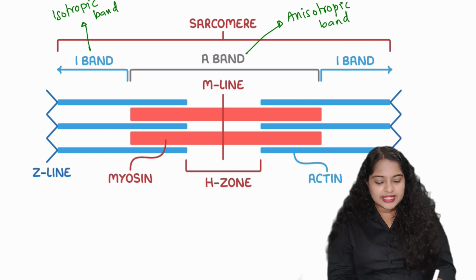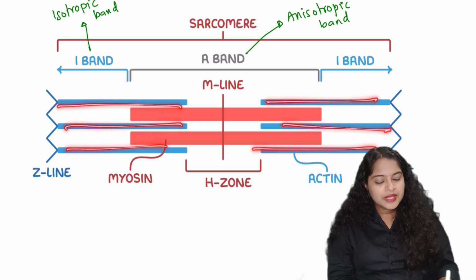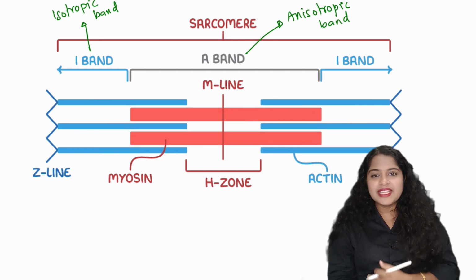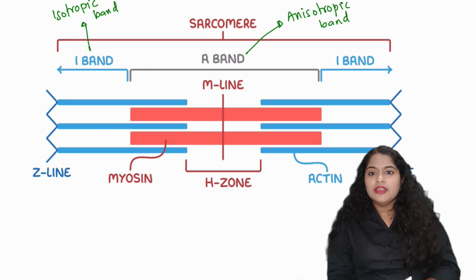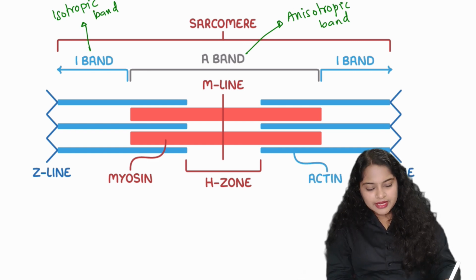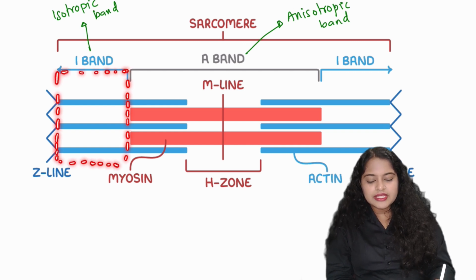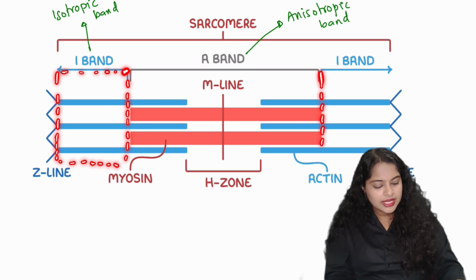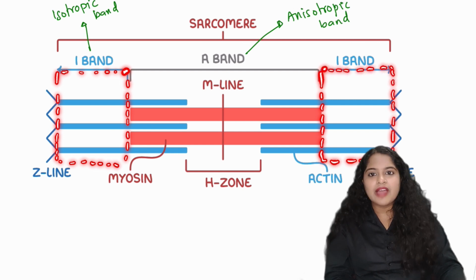Now you can see here that the thin filaments, that are the actin filaments, are sliding over the thick filaments, that are the myosin filaments. So this is the sliding filament theory, which best explains the mechanism of muscle contraction. So why is the I band called the isotropic band? You can see here in this region only actin filaments are present, no myosin filaments are present, and this region has only one type of filament. So these two regions are only made up of actin filaments. So your I band is only made up of actin filaments.